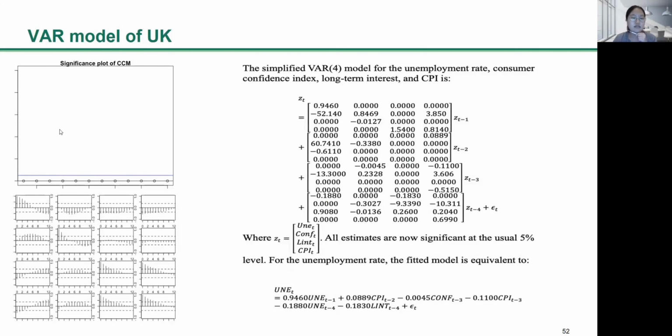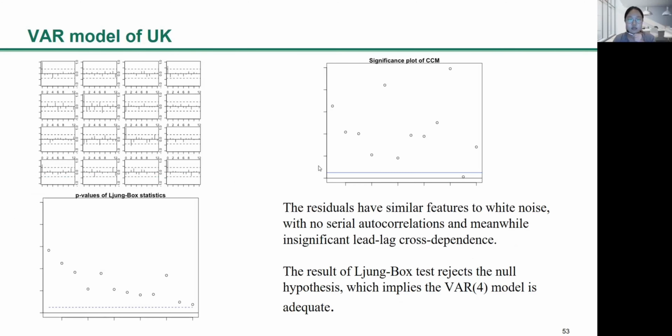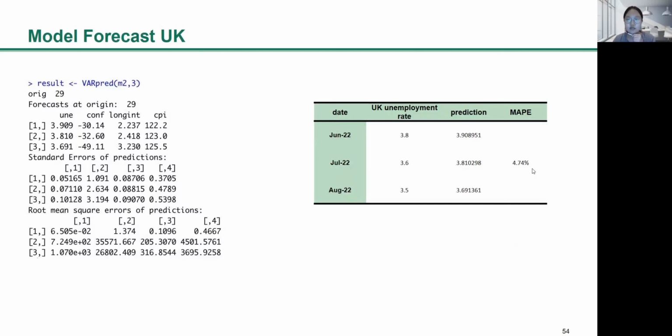Then let's look at the CCF plot for the UK, which also shows significant autocorrelations and cross-correlations. The VAR(4) model is shown below. Then we test the residuals, which also implies that the model is adequate. The MAPE of the prediction of the UK unemployment rate is about 4.74%.